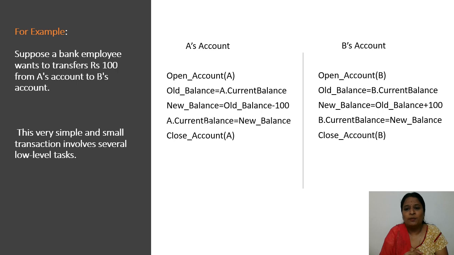First we have to open B's account. Then the current balance of B is noted in old balance, which is a temporary variable. As a third operation, the amount which I have reduced in A's account should be added here, and it's stored in new balance. The new balance is also a temporary variable. Again, I'm storing the new balance into the B dot current balance variable. So these 10 lines of statements are needed. We call this set of operations to do the transfer of amount 100 a transaction.